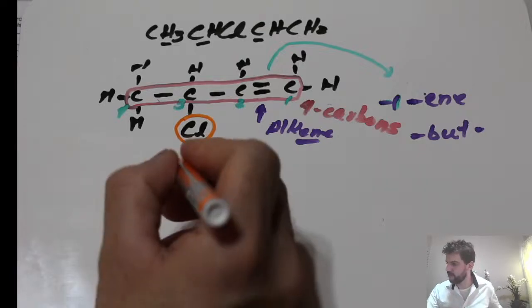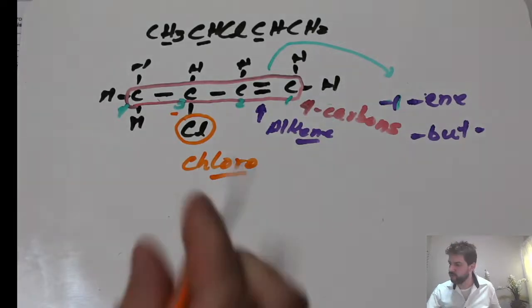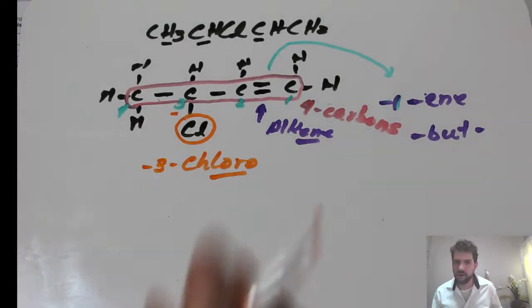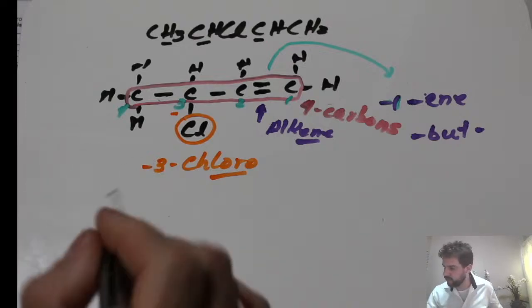Now what we're going to do, we're going to add the substituent. In this case, we have the chloro. And the chloro is on carbon number 3. You can see the 3 there. So this one is 3-chloro. All right. So we have everything. Now we combine to write the name. The name is going to be the following.